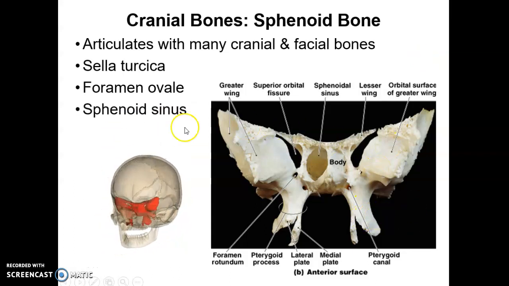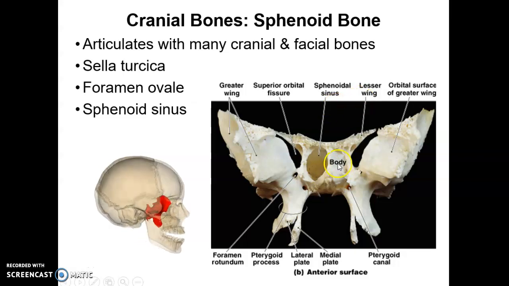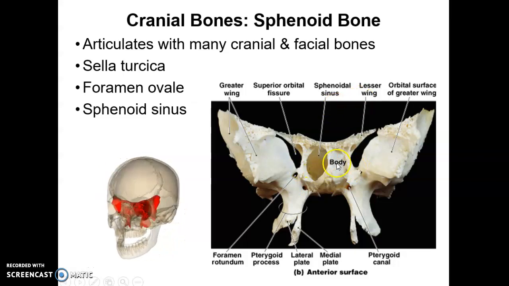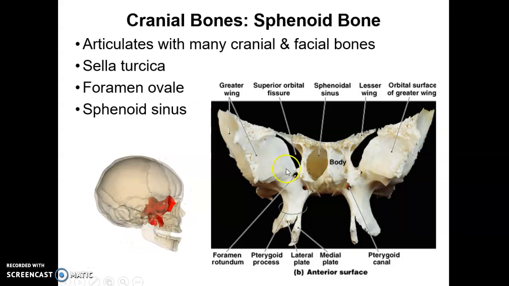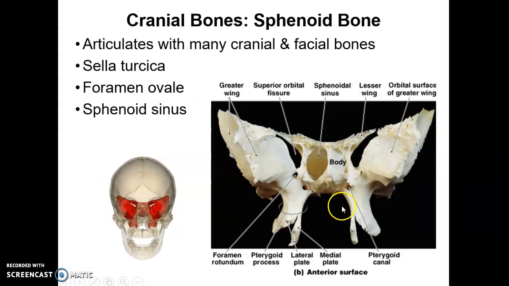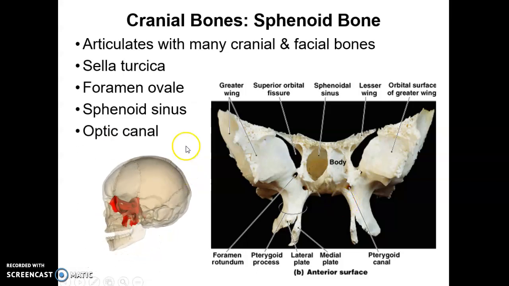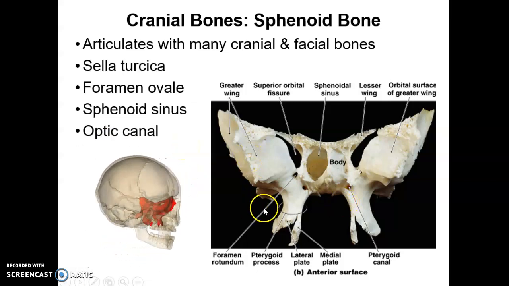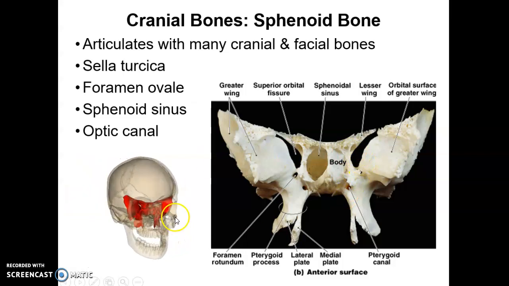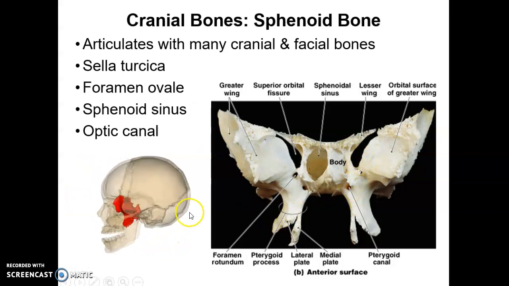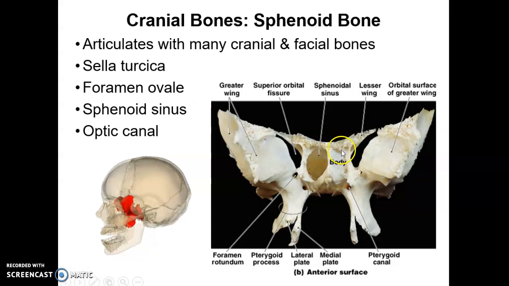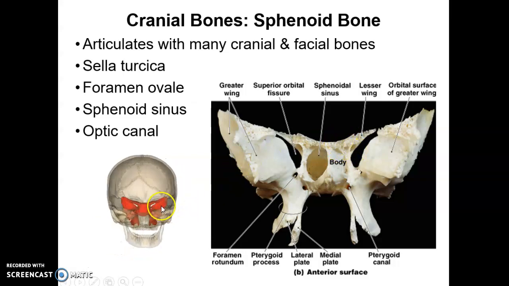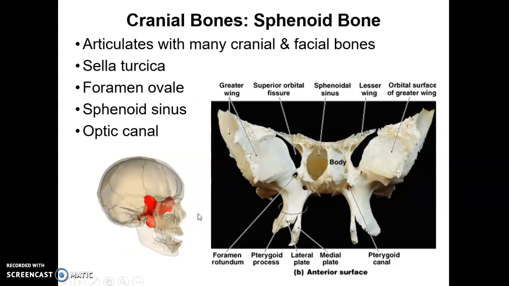And to continue, the sphenoid sinus, or sphenoidal sinus, is a cavity opening within the sphenoid, and just like with the frontal sinus, it is continuous with the nasal passages. And then the optic canal is actually not so visible in this view, but it's actually here and here. If you can imagine the optic nerve going through there. We'll look at it on another view.